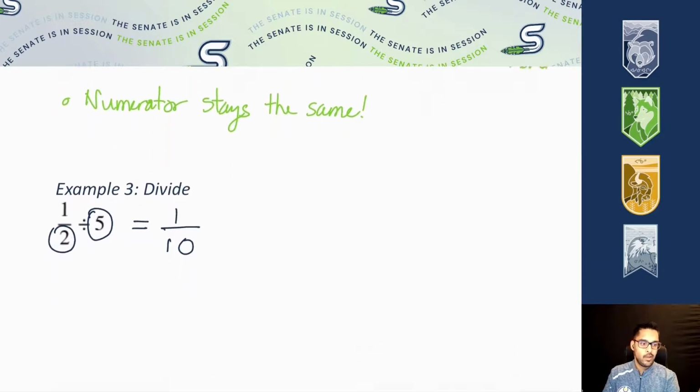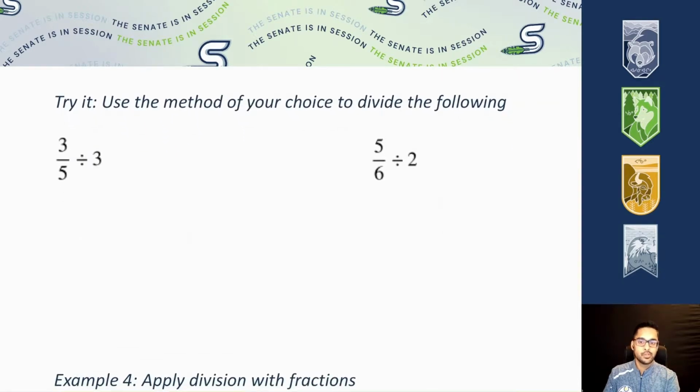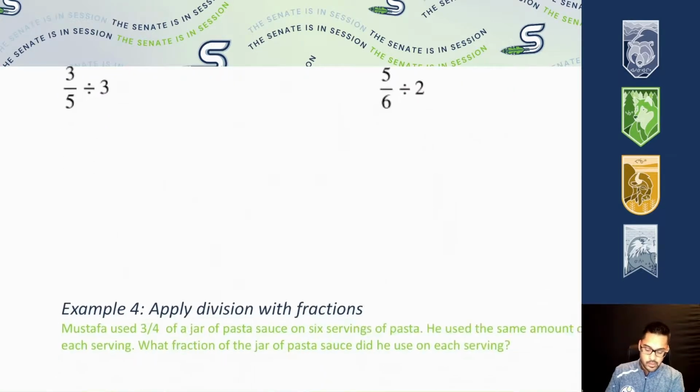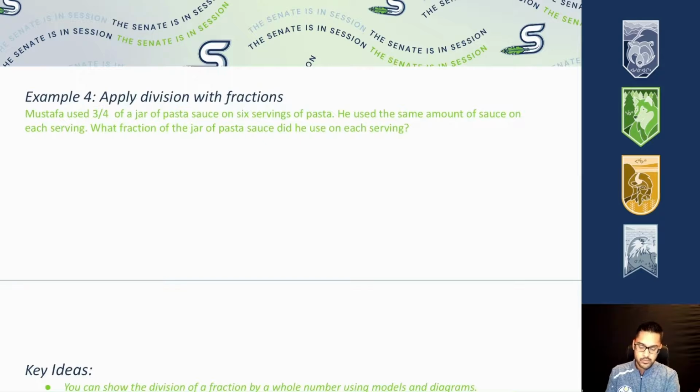Okay, very, very nice. So you can pause it, you can try out those two for yourself. I'll have the answers again in the solution so you can take a look. If we try a little bit of an application, okay, Mustafa uses 3/4 of a jar of pasta sauce on 6 servings of pasta. He used the same amount of sauce on each serving. What fraction of the jar of pasta sauce did he use on each serving?